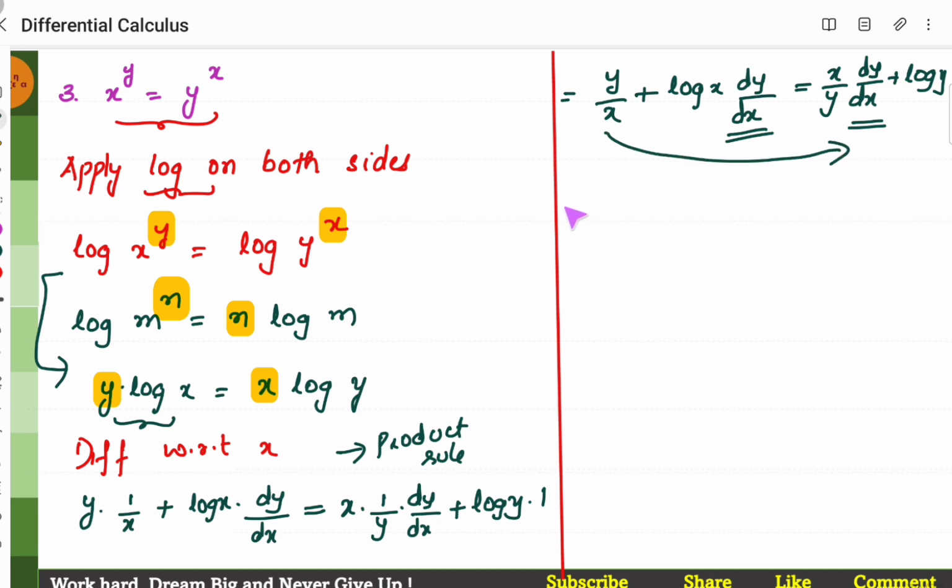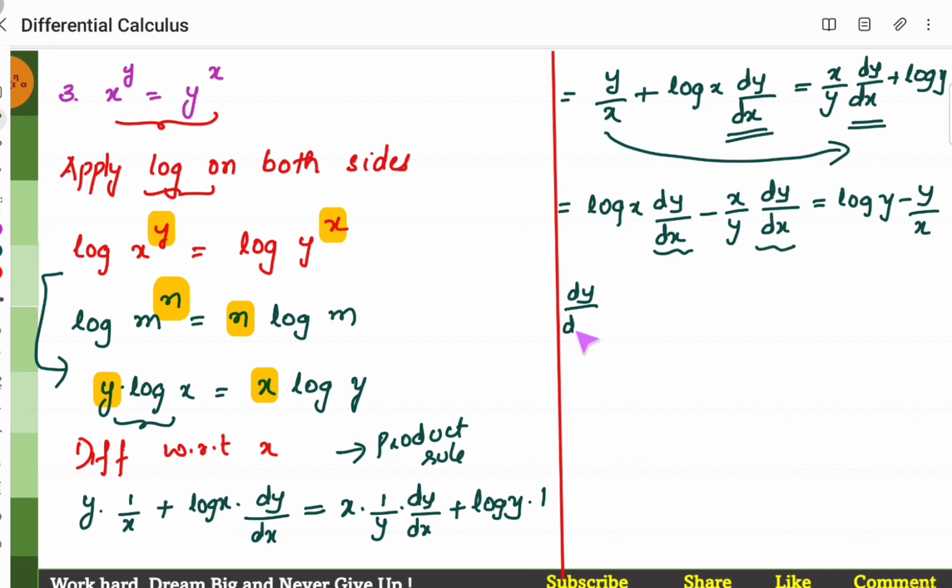So let's bring all dy by dx together on one side and we'll take everything else to the other side. So what I'll do is I'll take log x dy by dx. I'll shift this here. So it'll be minus x by y dy by dx is equal to log y minus, I'll shift this, y by x. So now I'll take dy by dx as common. If I take it, I'll get log x minus x by y.